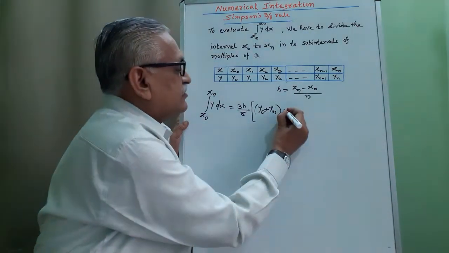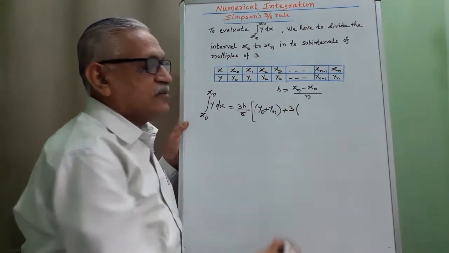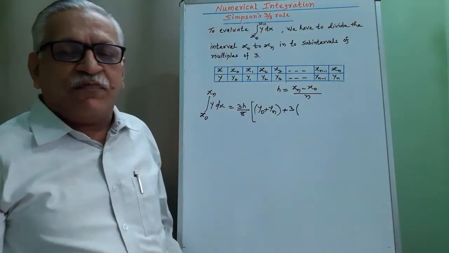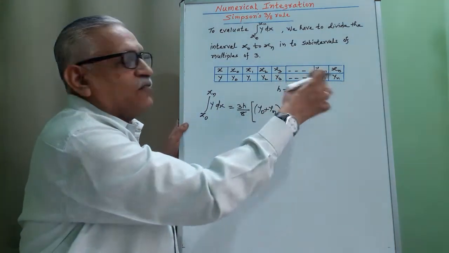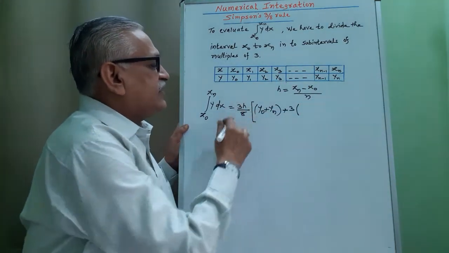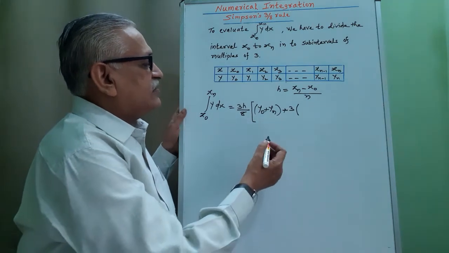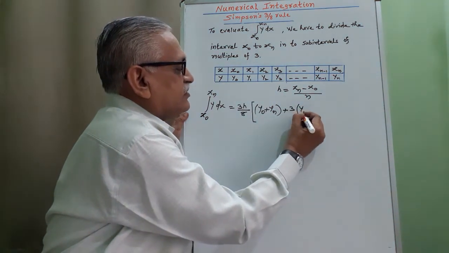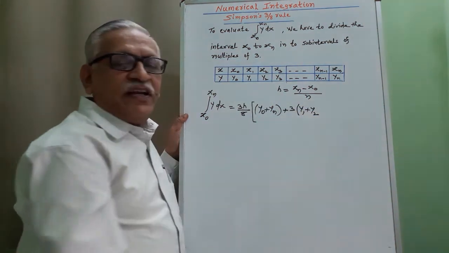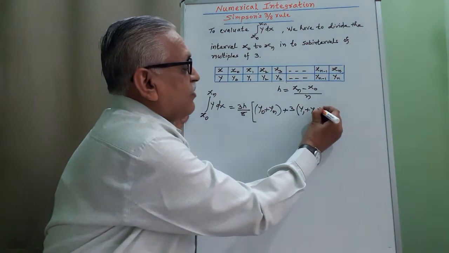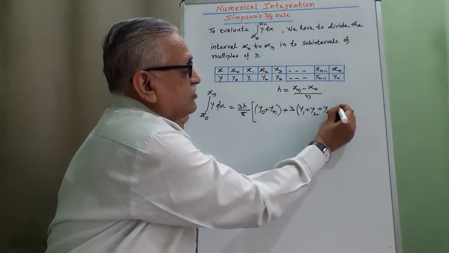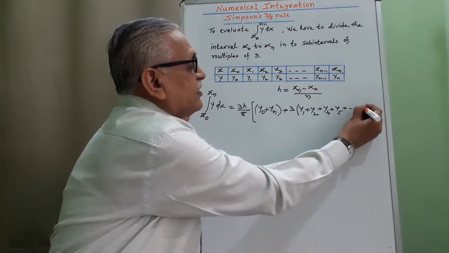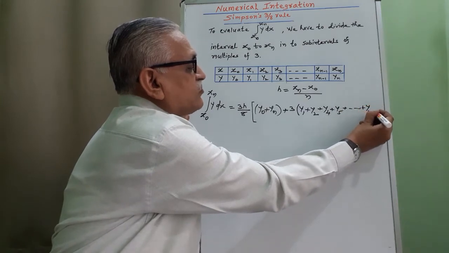Then 3 times the sum of the remaining values, where we neglect the values with suffix of multiples of 3, that is, we neglect y3, y6, y9, etc. So first is y1 plus y2, we neglect y3, next y4, y5, we neglect y6, and so on. We continue this and get the last value as yn minus 1.